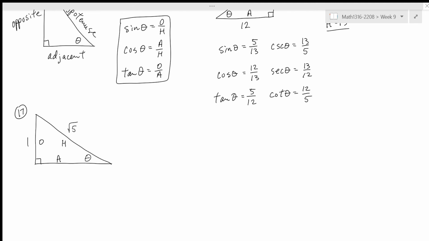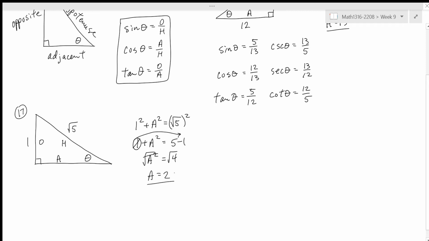Which one am I missing? Adjacent. You know what it's time for? Pythagorean theorem. So we're going to say O squared plus A squared equals H squared. 1 plus A squared equals 5. 5 minus 1 equals 4. And the square root of 4 is 2. So A must be 2.